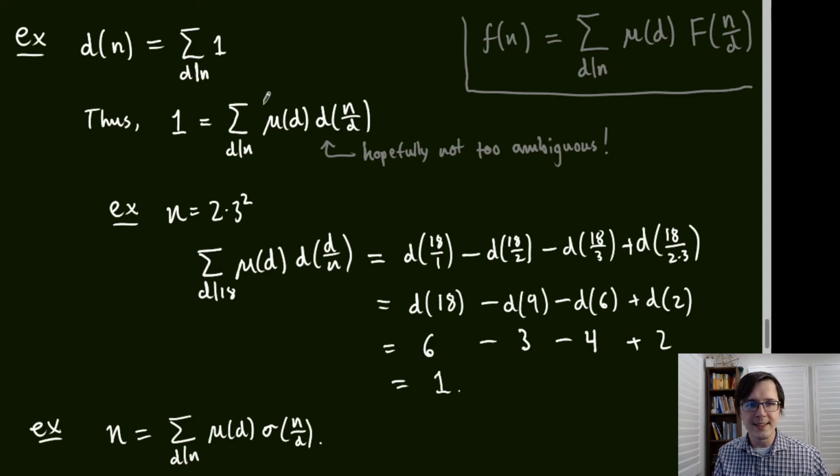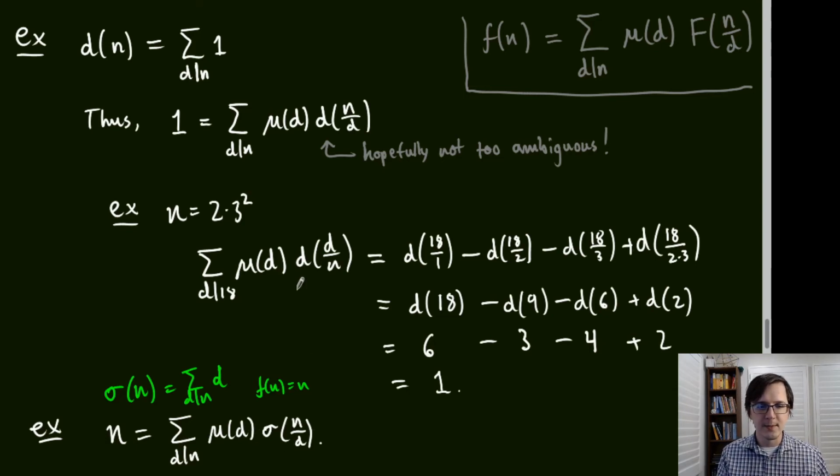Or another example, remember that the sigma function, so sigma of n, is the sum over all d divides n of d. So sigma is the capital letter version, using this convention, of f of n equals n. Right? So n, which is the little letter version of sigma, is the sum over all divisors of the Möbius function of d times sigma of n over d. So that's just another example of what that theorem gives us.